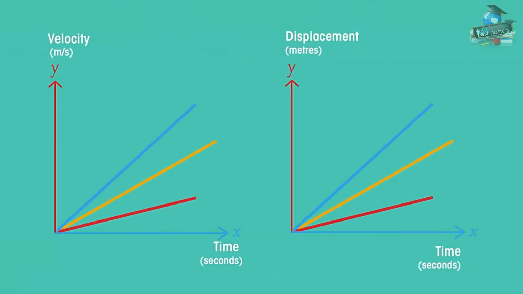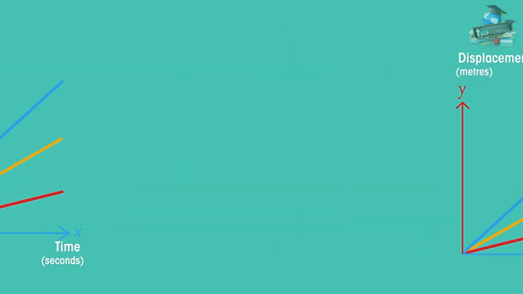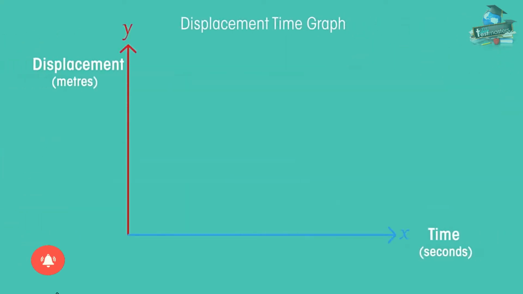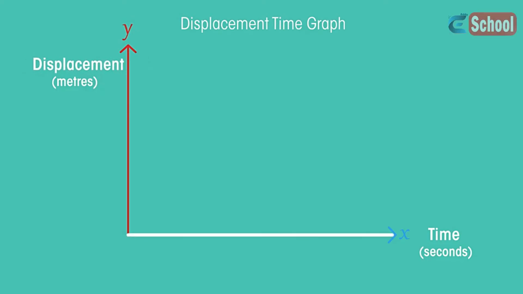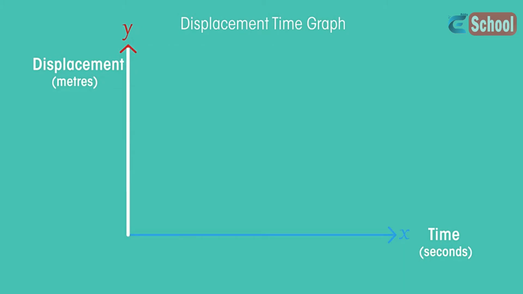Sometimes we need to plot an object's journey over time. To do this, we use displacement time graphs and velocity time graphs. Let's have a look at the displacement time graph. Notice how time goes on the horizontal x-axis at the bottom and the displacement goes on the vertical y-axis. Time nearly always goes on the x-axis, and then what you're measuring, so the displacement in this case, goes on the y-axis.